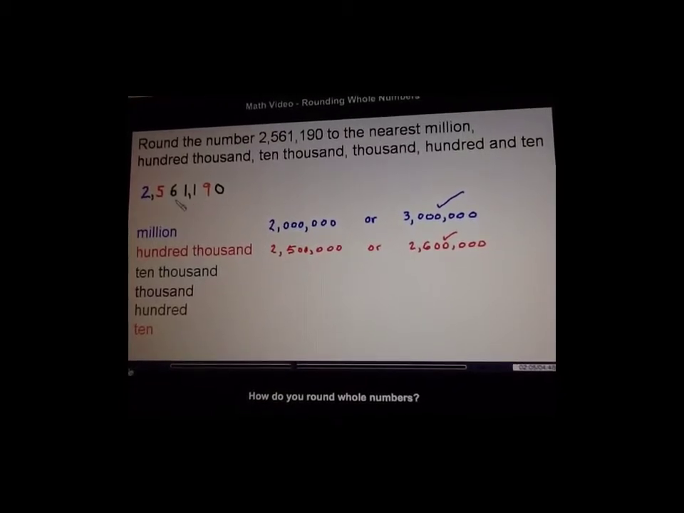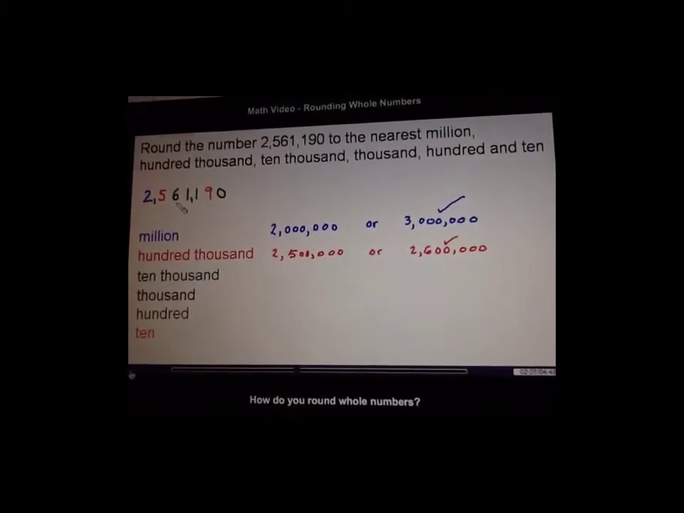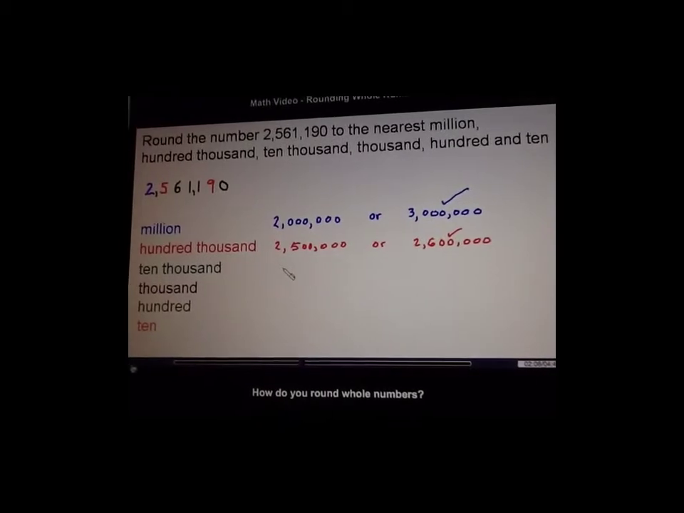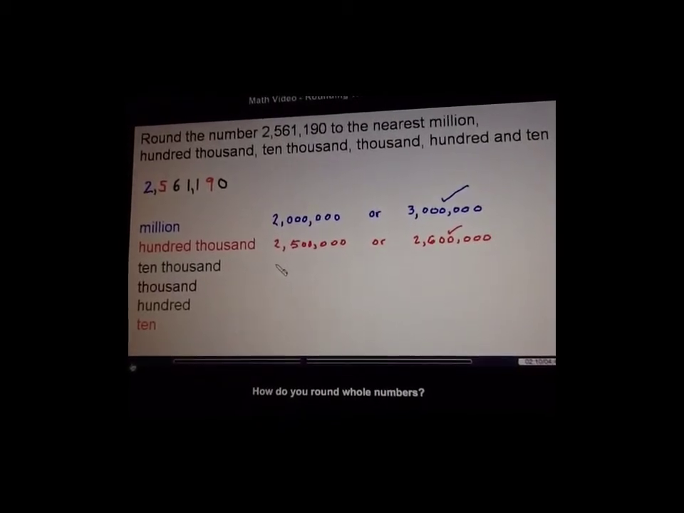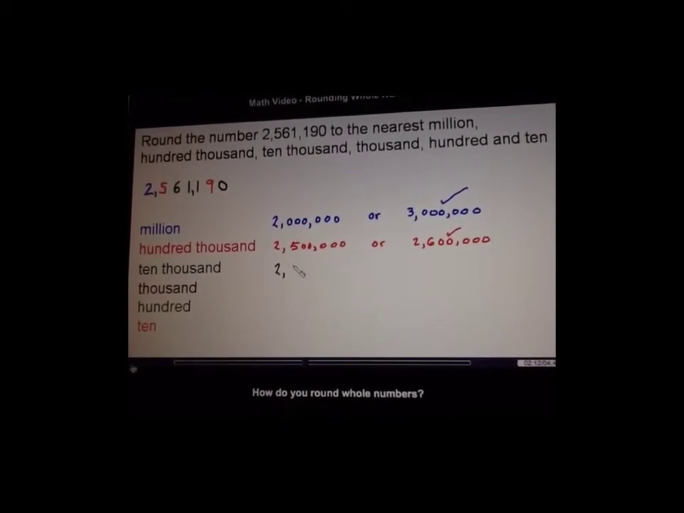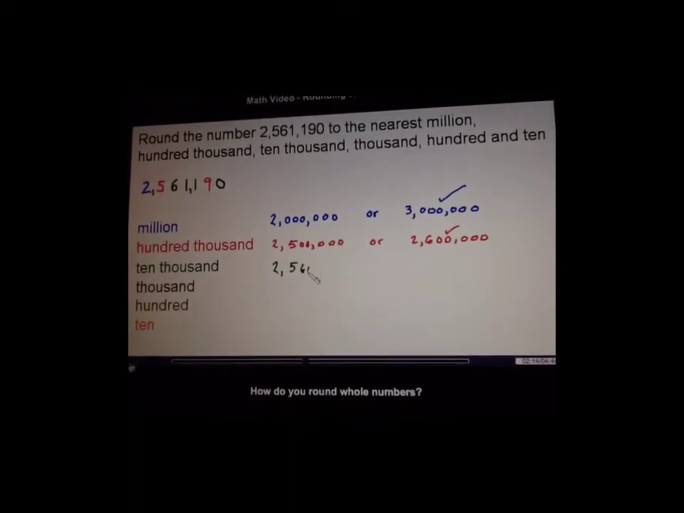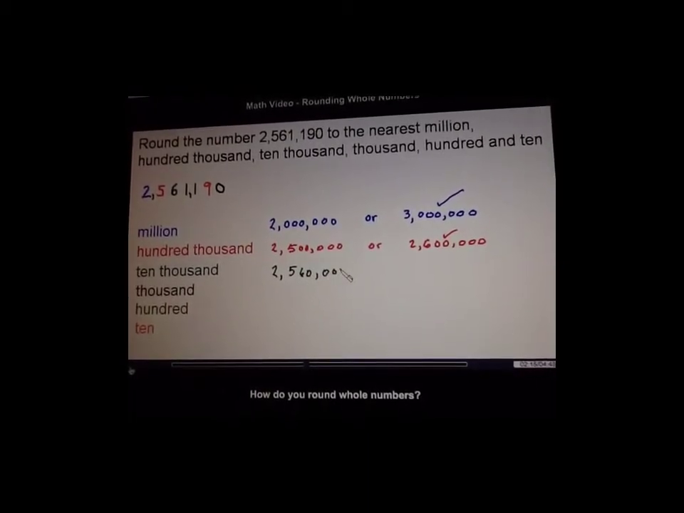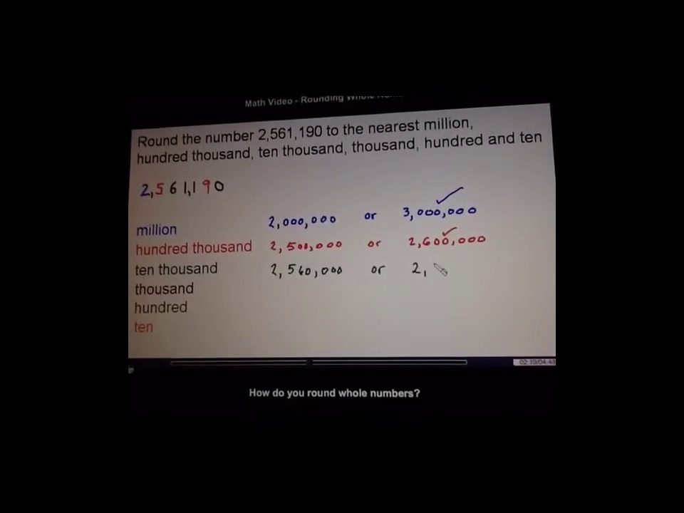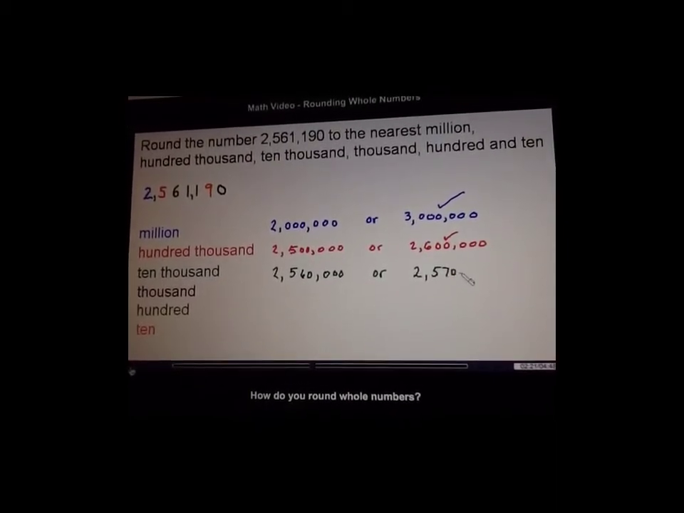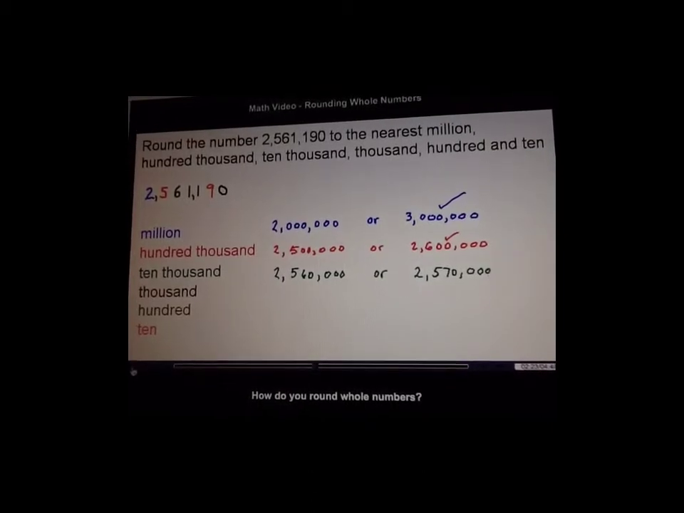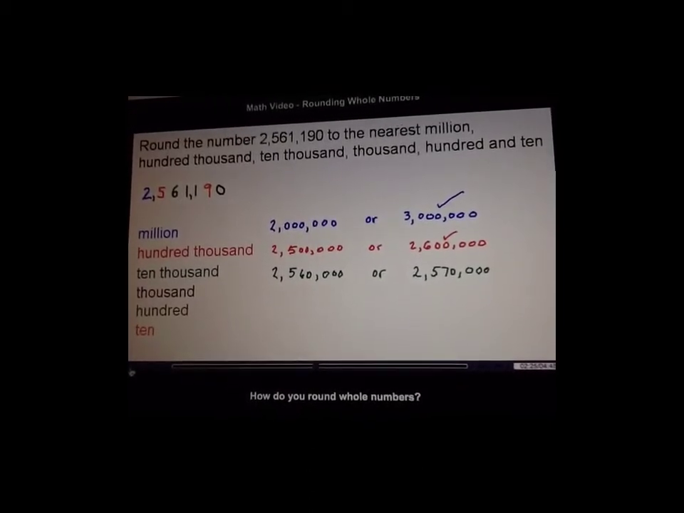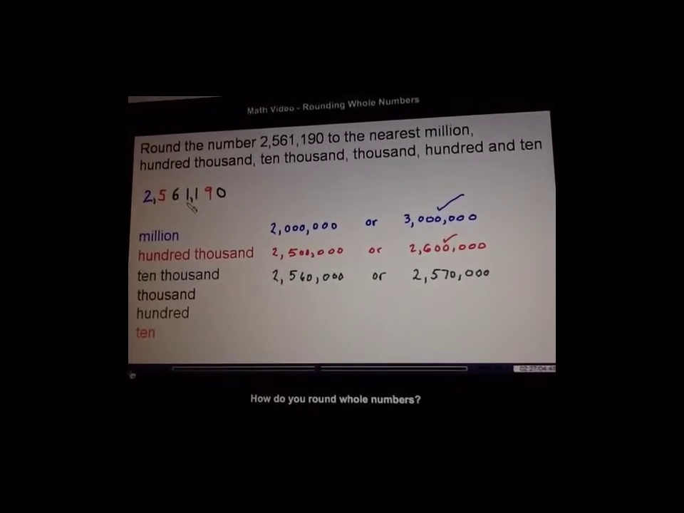Now let's round our number to the nearest 10,000. The digit in the 10,000s place is a 6. That means we're either going to round down to 2,560,000 or we're going to round up to 2,570,000. And to help us decide, we need to look at the digit in the thousands place.